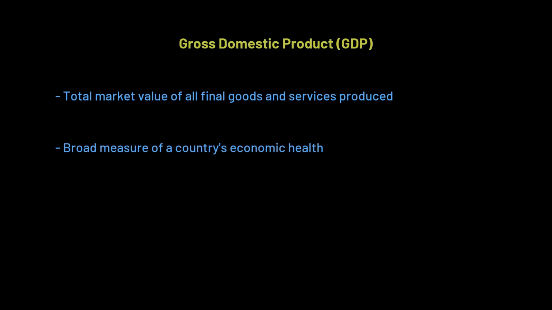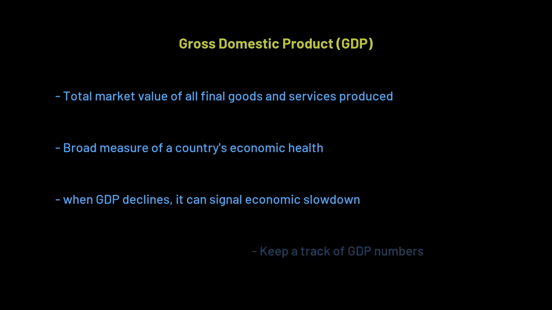It is divided into four main components: consumer spending, business investment, government spending, and net exports. When GDP is growing, it generally indicates a healthy, expanding economy with rising productivity and potentially more job opportunities. However, when GDP declines, it can signal economic slowdown or even recession.